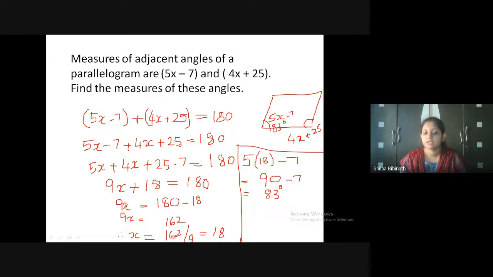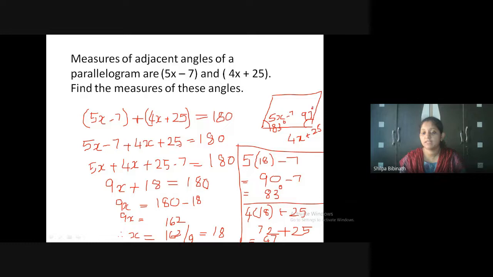What about the next? Same way, 4 times x, we got the value of x as 18, so 72, plus 25. It will be 97. So this angle measurement is 97 degrees.